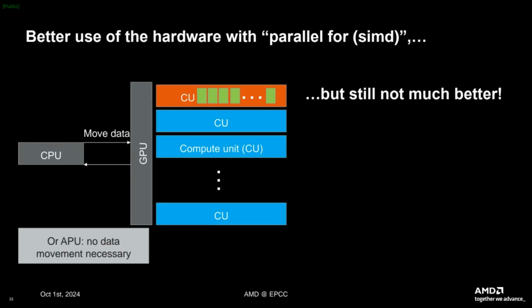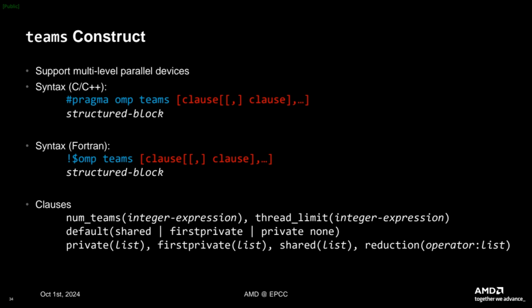Okay, so we now use a full compute unit on the GPU, but it's still not much better because there are a lot of compute units which are still idle. So how do we improve that? For that, OpenMP offers the teams construct.